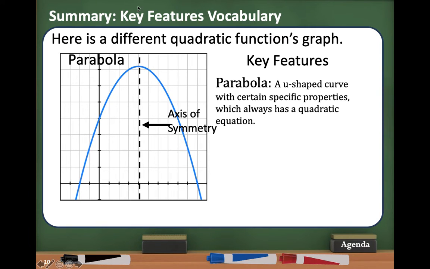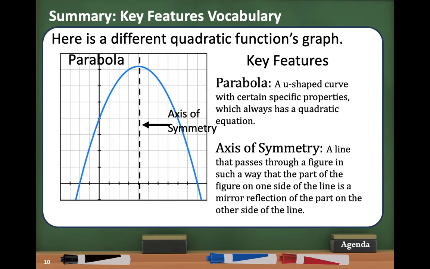So when things are symmetrical, they have something called a line of symmetry. All quadratic functions have that line that's symmetrical, and we call it the axis of symmetry. So repeat after me, axis of symmetry. Nailed it, one more time. Axis of symmetry. Okay, so axis of symmetry, it's a line that passes through a figure in such a way that part of the figure on one side of the line is a mirror reflection of the part on the other side of the line, like a mirror image, which I know you might have studied in 6th and 7th grade.